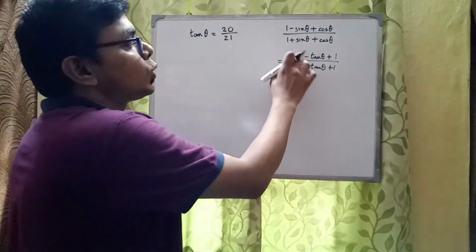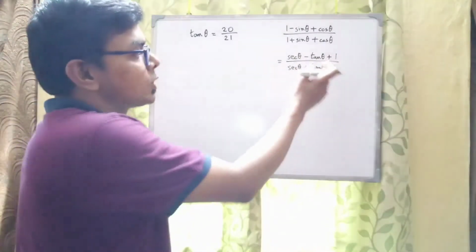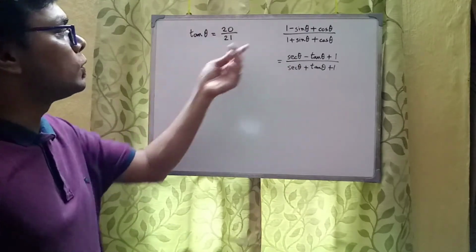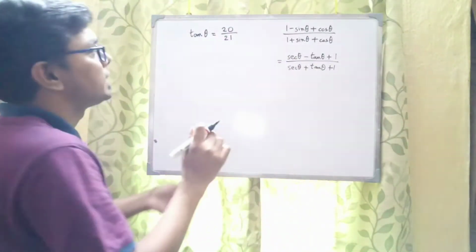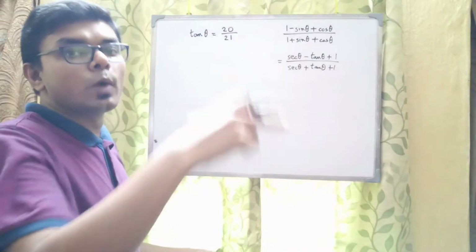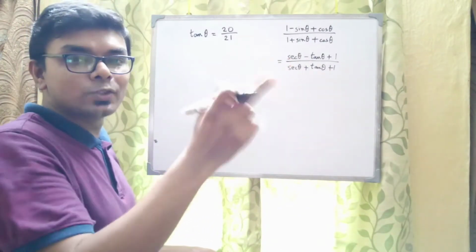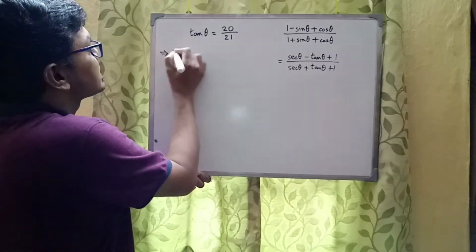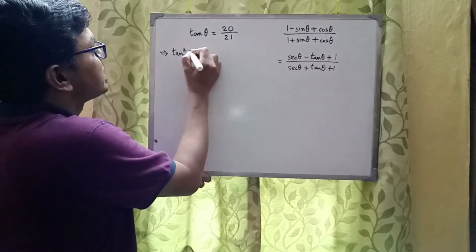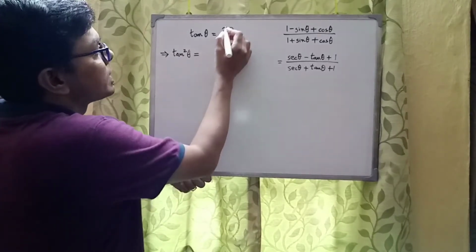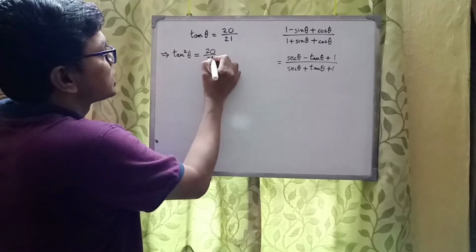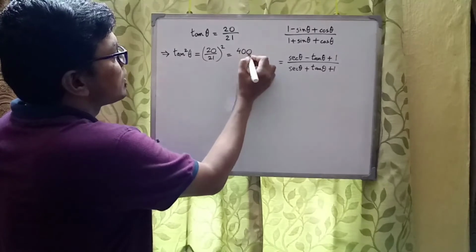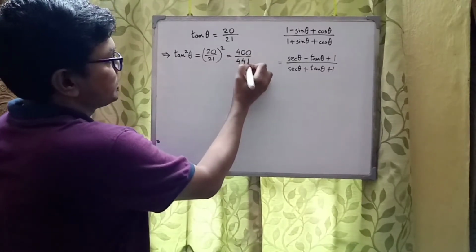Now, had there been no sec theta here, the problem would have been easily solved, because tan theta's value is already given. But a sec theta is coming, so first from this value we will find out the value of sec theta. Now there is an identity called tan square theta plus 1 equals sec square theta. So the squares of these ratios tan and sec are related. So first we will square it. That implies tan square theta, we are squaring the ratio tan theta, that becomes 20 by 21 whole square. That is actually 400 by 441.